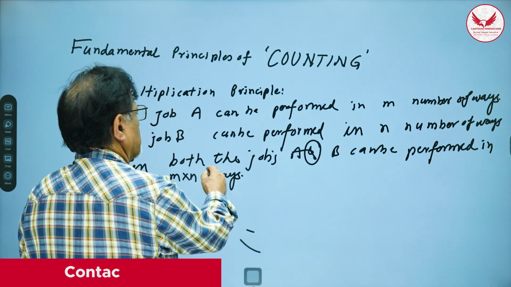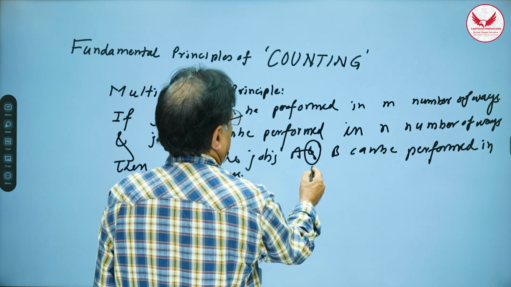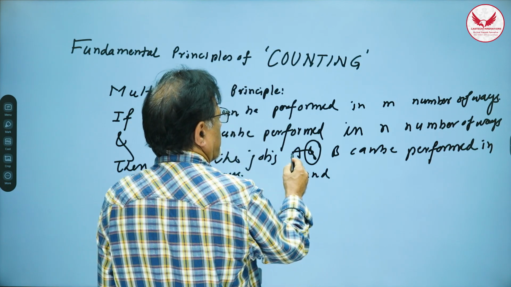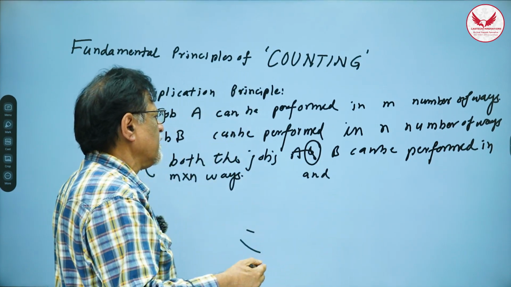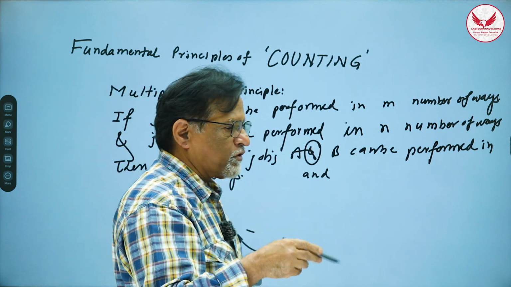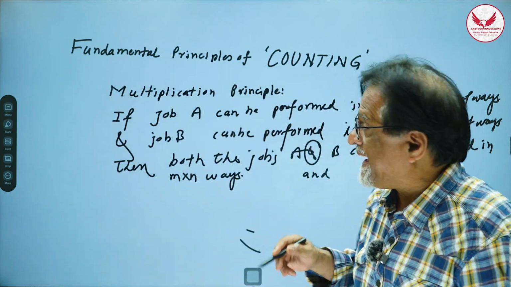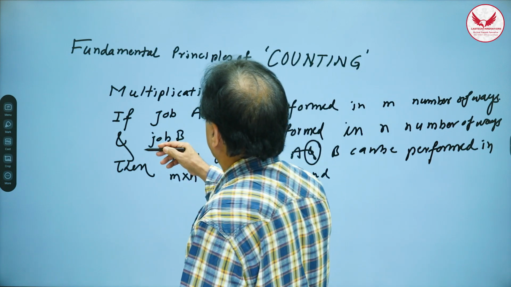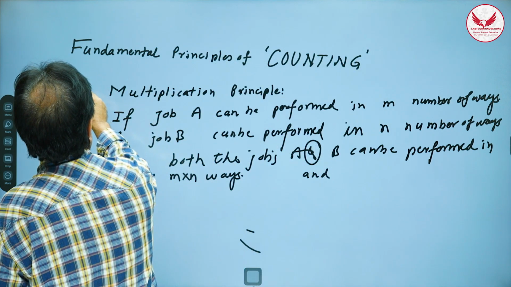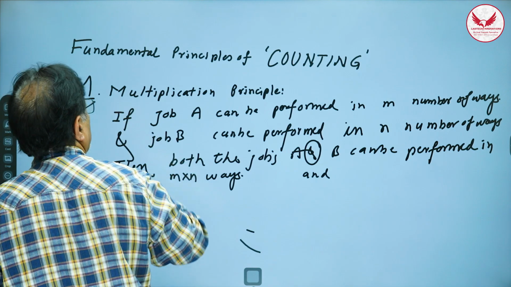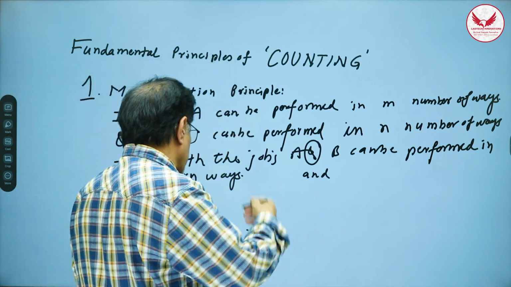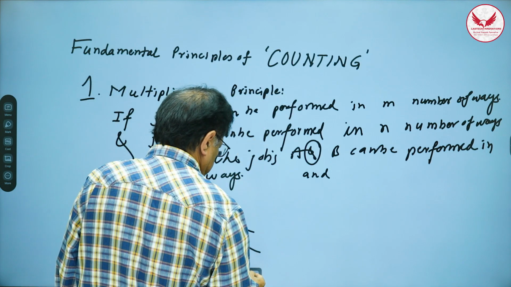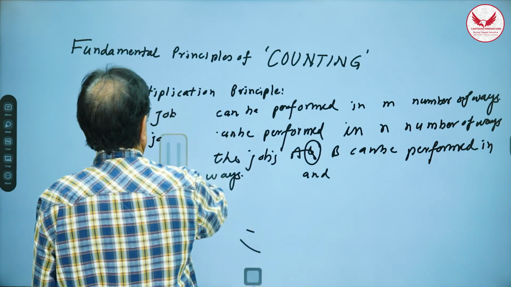See, both the jobs, here the important word is "and". That means I have to do both the jobs simultaneously, correct? So if I want to do both the jobs simultaneously, then it is the multiplication principle. So this is the first fundamental principle, called the multiplication principle. I will give you one more example so that my idea will be very, very clear to you.